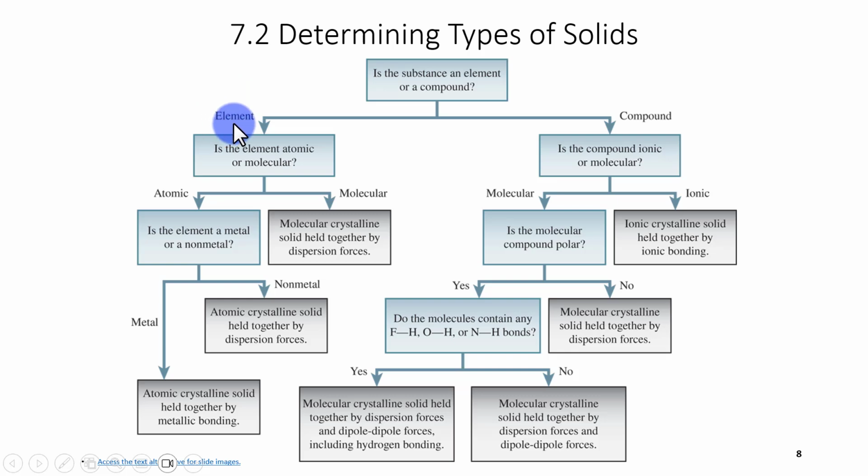If we only have an element, on the other hand, then we have to ask ourselves, is the element atomic or molecular? If it is molecular, then molecular crystalline solids are held together by dispersion forces. If it is atomic, is the element a metal or a nonmetal? If it is a metal, then we have metallic bonding. But if it is a nonmetal, then we only have dispersion forces. This is a flow chart that will help you determine what the type of solid is.